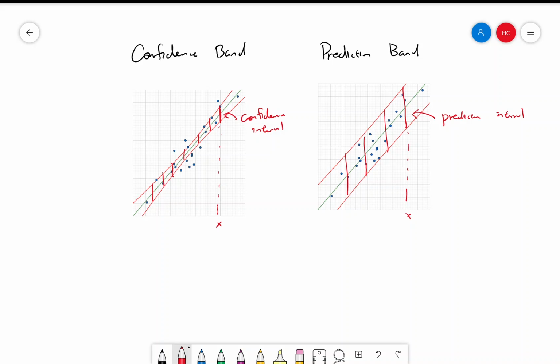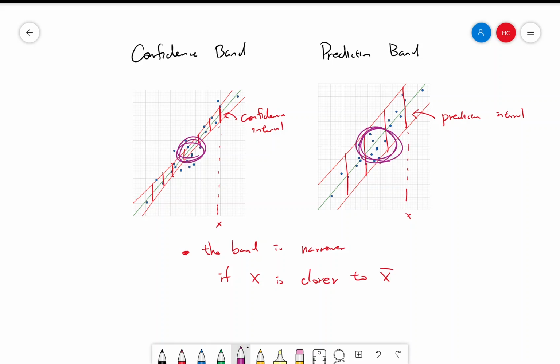As you see, this is true for both bands. It's less obvious in the prediction band, but our previous note still holds. The band is narrower if x is closer to x bar. So if you look at the center, which is about here, the bands are narrower compared to other parts. So that's one note.